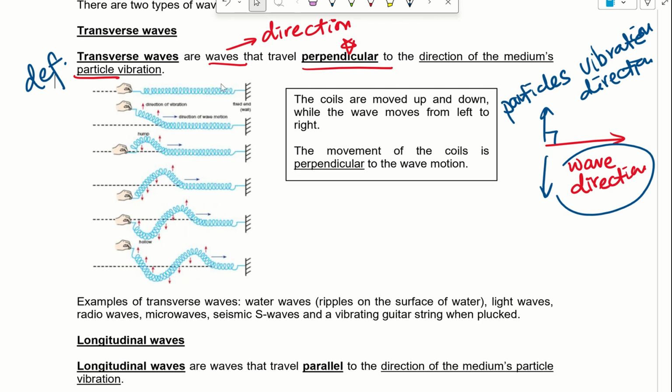Okay, as you can see from the diagram here, the hand is moving up and down, right? And it causes the spring or the particles in the spring to move up and down as well. However, the wave direction is away from the person that is oscillating the spring. It is in fact perpendicular.